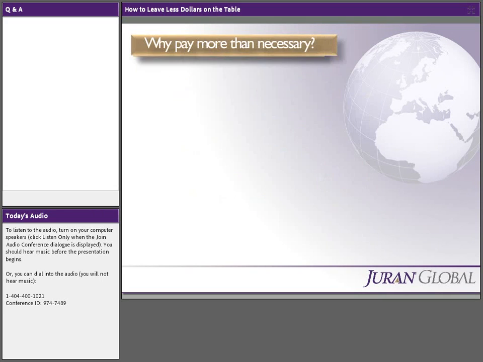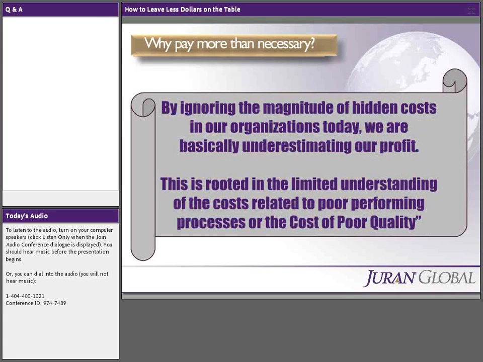In addition to that, it's a cost of poor quality, and we tend to pay more than we really need to. And if you ignore these hidden costs, they could be significant. Now, many of you that are rooted in Six Sigma or Lean or quality improvement, process improvement, I'm sure have heard about the cost of poor quality.